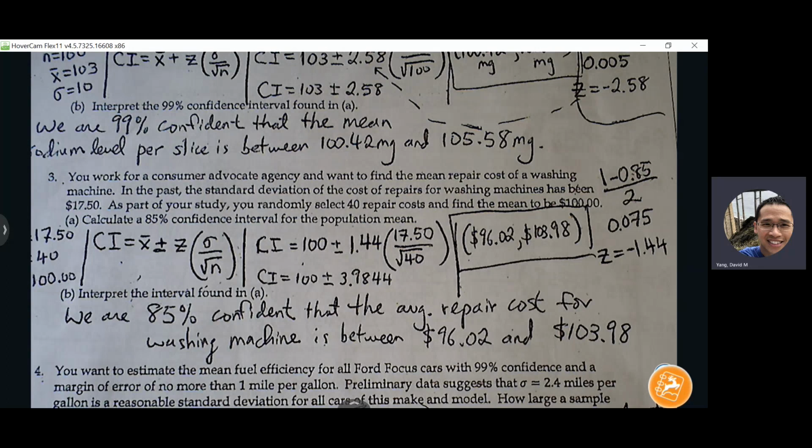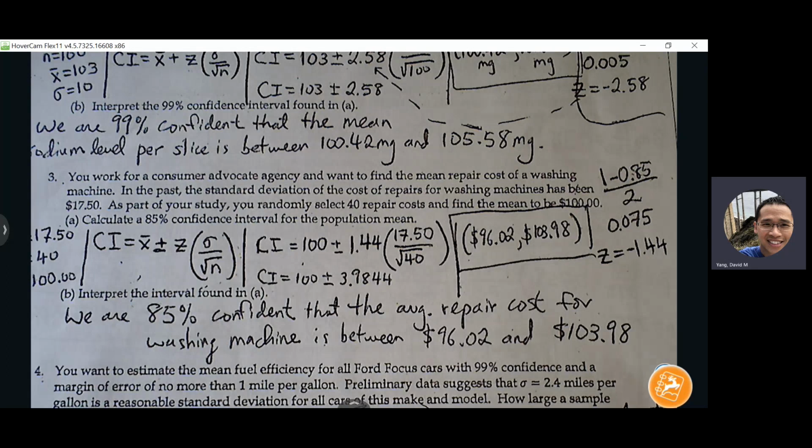Okay, any questions with 3? Okay, number 4, it's a little bit different. Let me read the problem here. It says you want to estimate the mean fuel efficiency for all Ford Focus cars with 99% confidence and margin of error of no more than 1 mile per gallon.